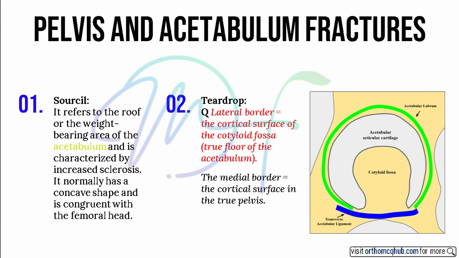Pelvis and acetabulum fractures require a detailed understanding of anatomical landmarks such as the teardrop and sourcil. The teardrop's lateral border forms the true acetabular floor, while the medial border aligns with the true pelvis. The sourcil, characterized by increased sclerosis, forms the weight-bearing area and is congruent with the femoral head. Mastery of these concepts is critical for accurate radiological assessment and management.